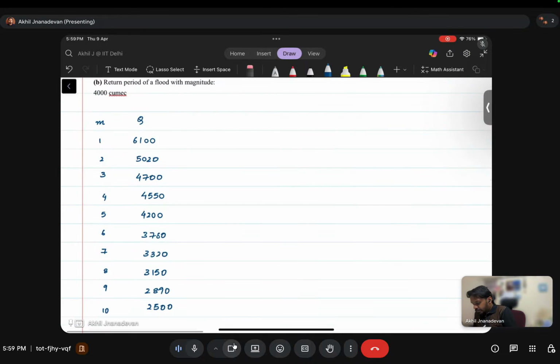Then we'll be using different formulas. Here I am using the formula to give the exceedance probability as m by n plus 1. The numerator is the rank and the denominator is n plus 1. N is equal to 10, so n plus 1 will be 11, right? So it will be m by 11. The corresponding exceedance probability will be: the highest value is the rarest, so it has the least exceedance probability, and then the probability will increase.